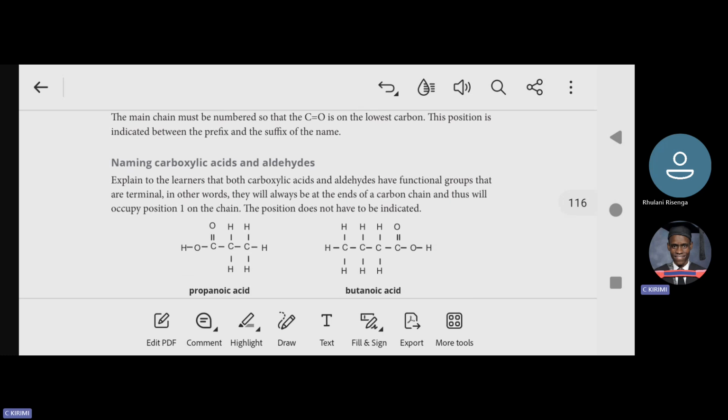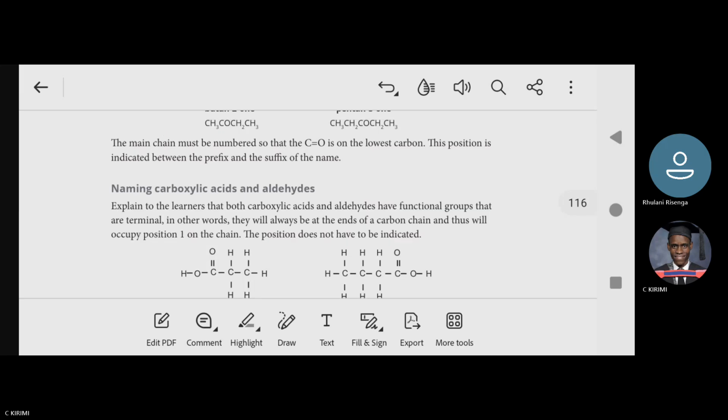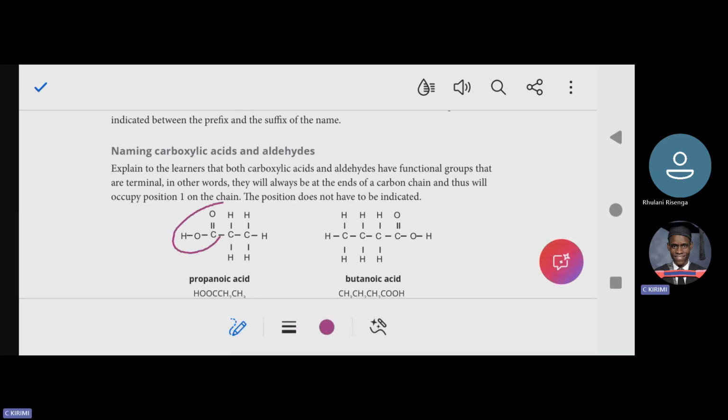Then carboxylic acids and aldehydes. For carboxylic acid, we said COOH, isn't it? This one. COOH. Is it clear? Yes. So there is a double bond, and if we add an OH, it becomes a carboxylic acid. So this one is propanoic acid, which means 3 carbons. Butanoic acid, which is 4 carbons. So those ones are carboxylic acids.